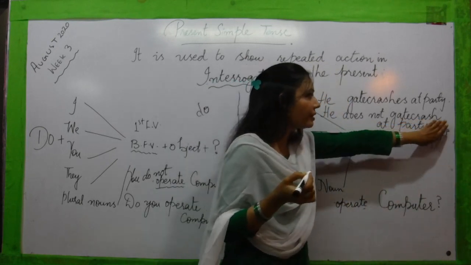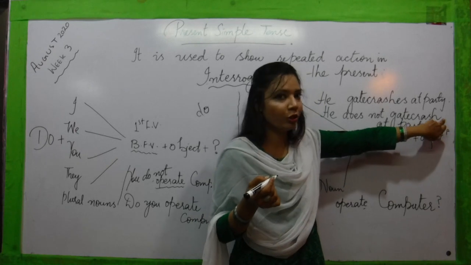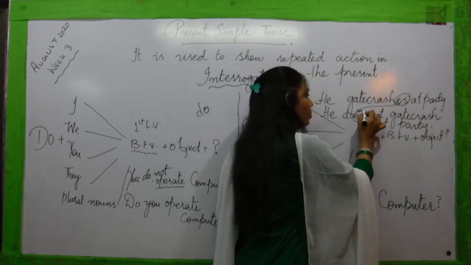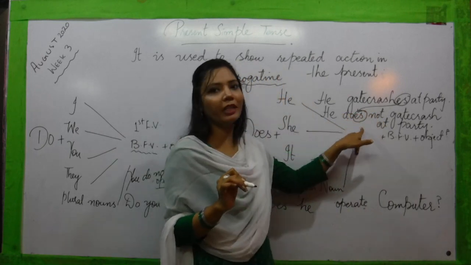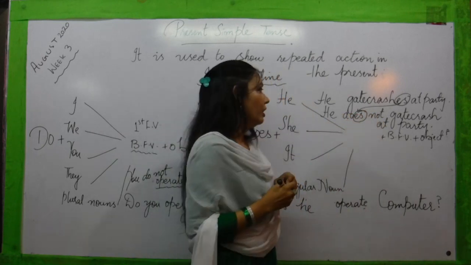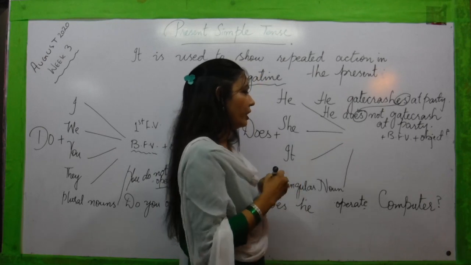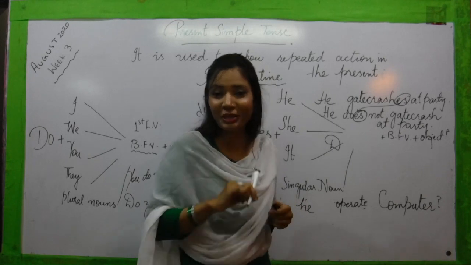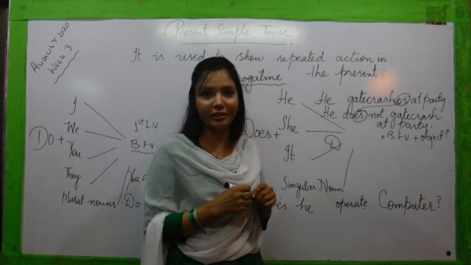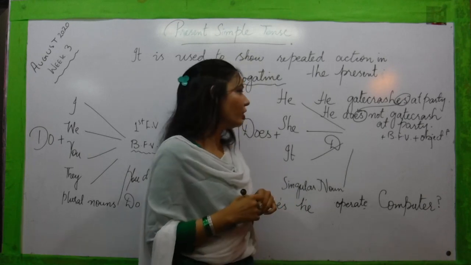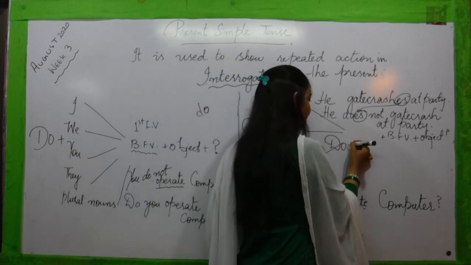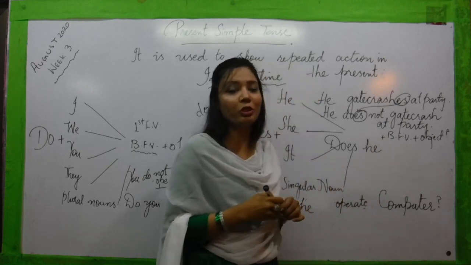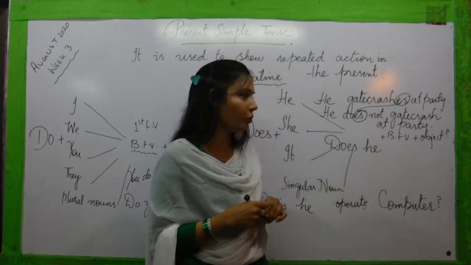Where is S? Can you see any S here? No. S has come to do and do has become does. He doesn't gate crash at party. How to make its interrogative? It's again your turn to make its interrogative sentence. Yes, try it on. If you have made it absolutely correct, I really appreciate you.